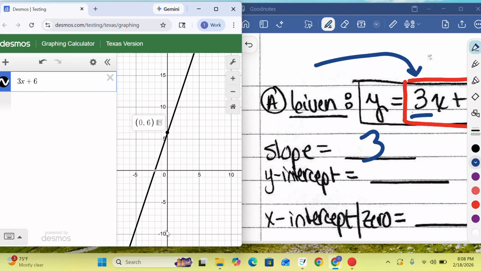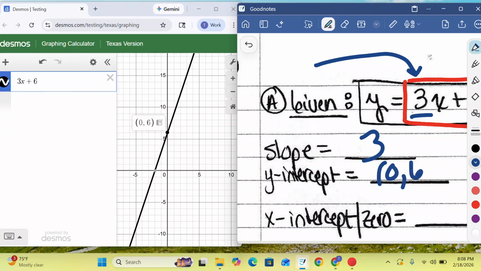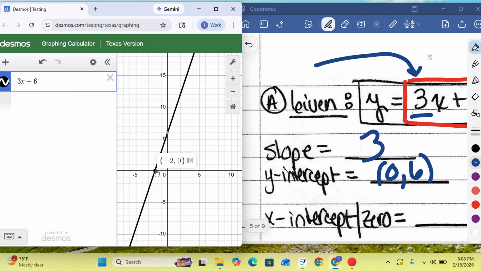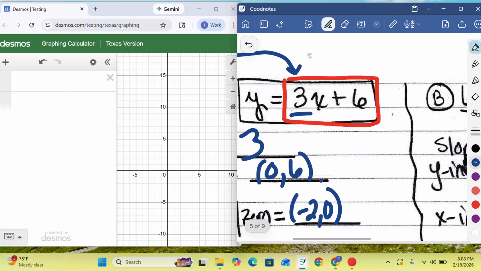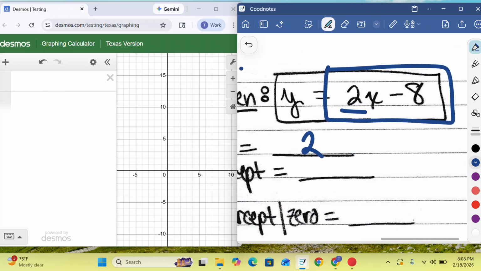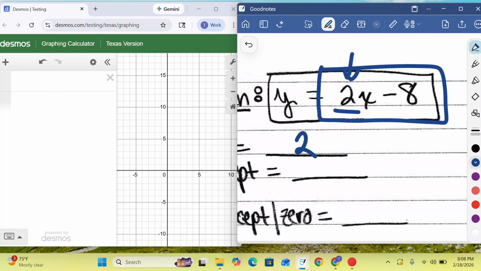So the first thing they ask me is, what is my y-intercept? My y-intercept is 0 comma 6, and then my 0 or my x-intercept, I'm going to unclick this. This is my x-axis, and my x-intercept is negative 2 comma 0. And what would have taken us 5 to 10 minutes, Desmos did in about 20 seconds or less. So once again, I'm going to go to letter B, and we're going to go ahead and find slope. Slope is this number right here, so we already found it.